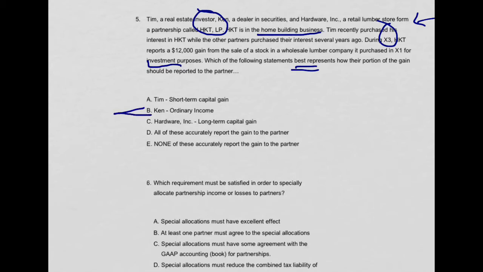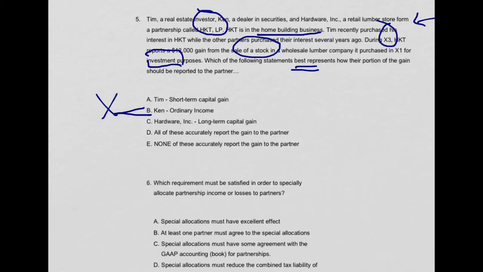B says ordinary income. Well, this is not. It's a gain from an investment. The problem tells you that: gain of the sale of stock for investment purposes. So it's not ordinary income. That's out. Hardware Inc. And what the problem's doing is showing you items on each individual's K1 and asking the question, would it be reported this way? Hardware Inc. long-term capital gain?